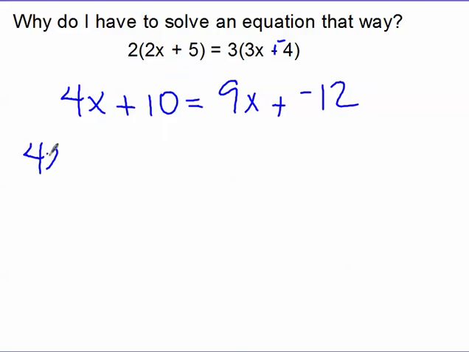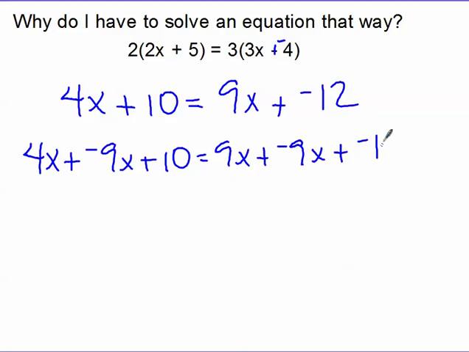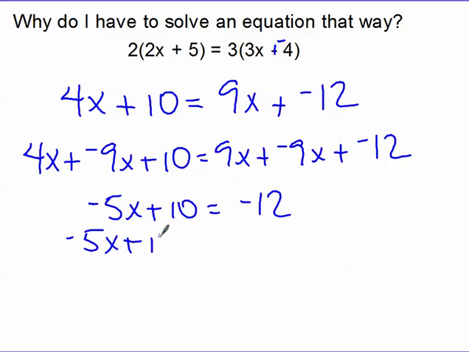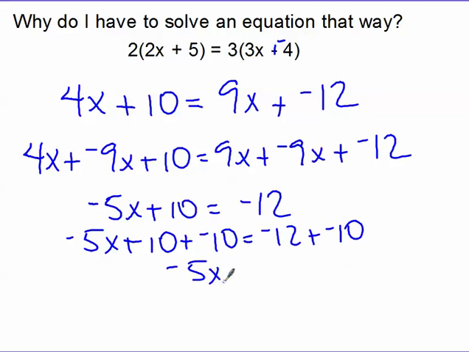So I will write 4x plus negative 9x plus 10 equals 9x plus negative 9x plus negative 12. So then I simplify it, and I end up with negative 5x plus 10 equals negative 12, because my 9x's will cancel out. Now I need to get the 10 over to be with the negative 12. So negative 5x plus 10 plus negative 10 equals negative 12 plus negative 10. So negative 5x is equal to negative 22.